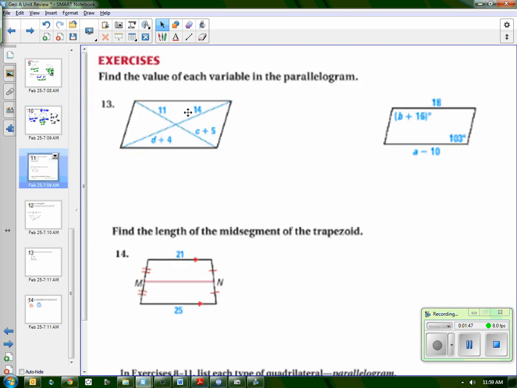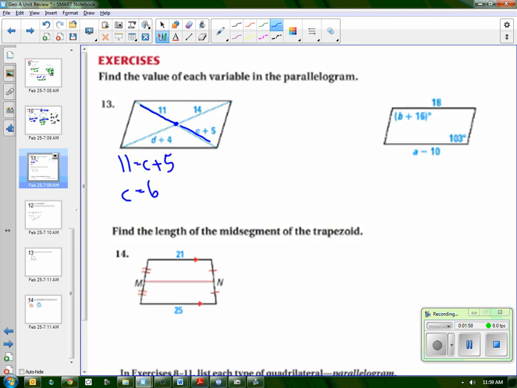This guy, let's see, if it's a parallelogram, there's one property of parallelograms we should remember. That is the diagonals bisect each other. So that means these are congruent. 11 equals c plus 5, so c is 6.